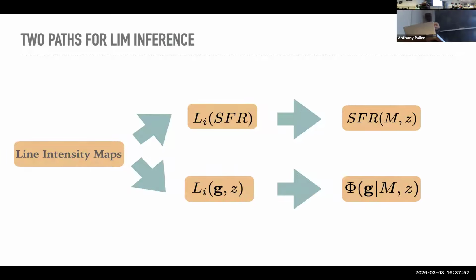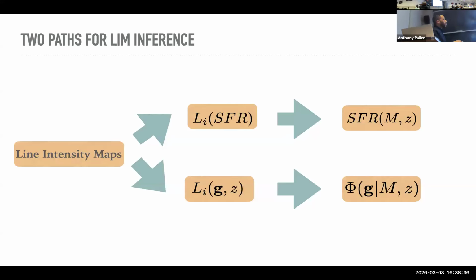Now if you're actually going to try to make inference of galaxy properties, given line intensity mapping data, there's sort of two paths you can follow. One path is to say, well, I just want to measure the star formation rate over cosmic time. You may say, well, I have some line whose luminosity varies with the star formation rate, and that's all I know.